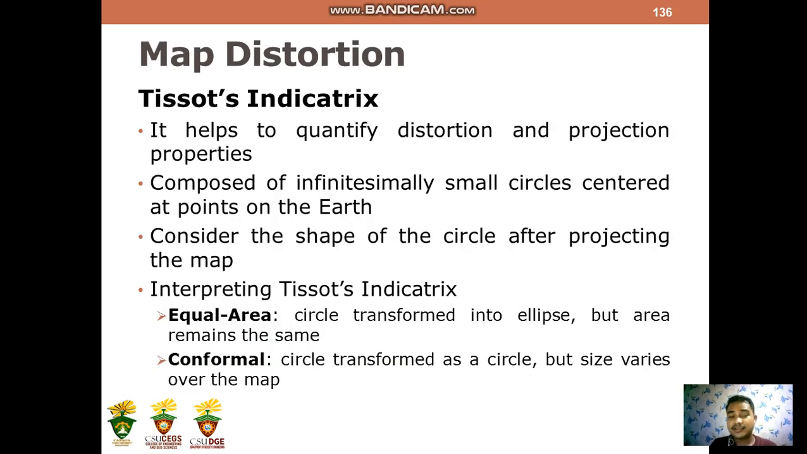And introducing the Tissot's indicatrix. It will help to quantify the distortion and projection properties, and is composed of infinitesimally small circles centered at points on the Earth. Consider the shape of the circle after projecting it onto a map. Interpreting the Tissot's indicatrix, for example, equal area: the circle transforms into an ellipse, but the area remains the same.